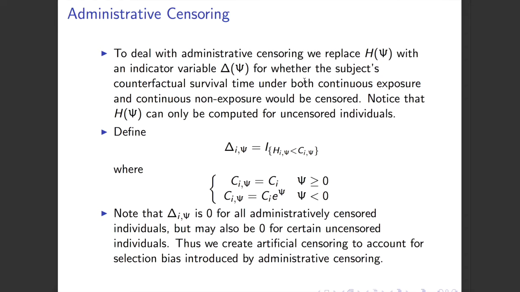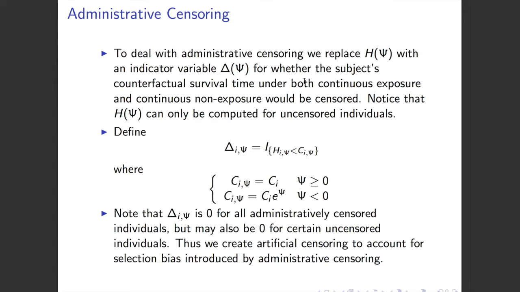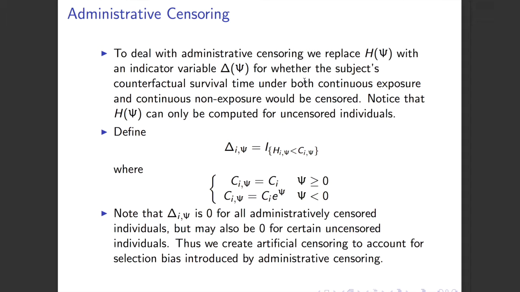So let's think of an example. Let's say you enrolled in the study at 5 years, and you did reach failure after about 3 years, but you were continuously not treated. But let's say that had you been continuously treated the entire way through, you would have reached failure time after 7 years. So we wouldn't have observed you with that administrative censoring. So in that case, delta of psi would be 1 for that individual, even though we observed their actual event time.